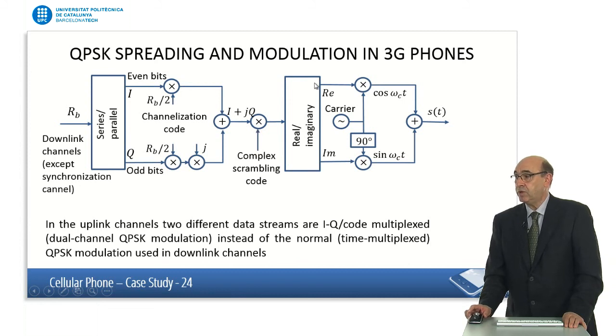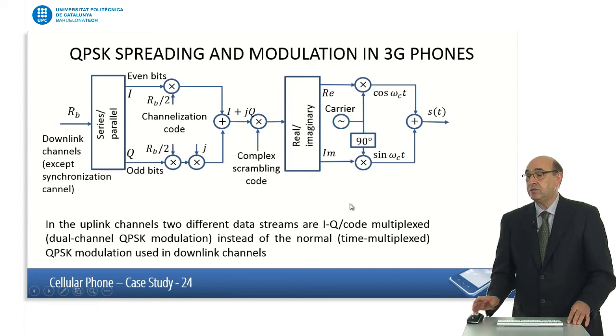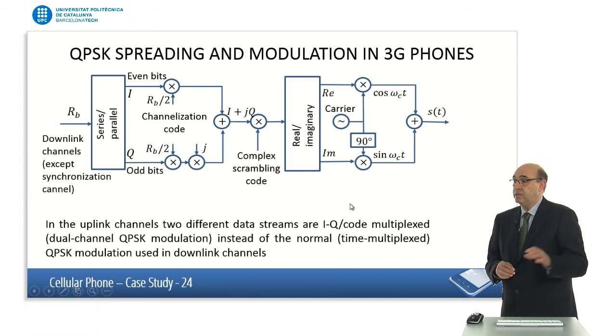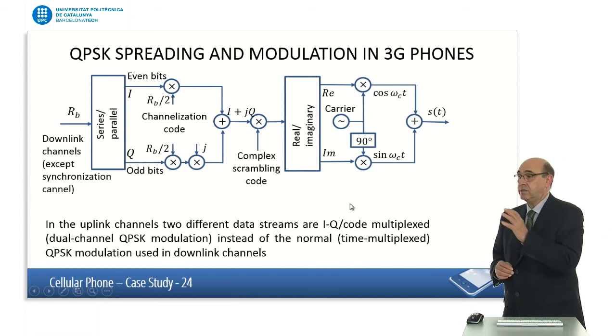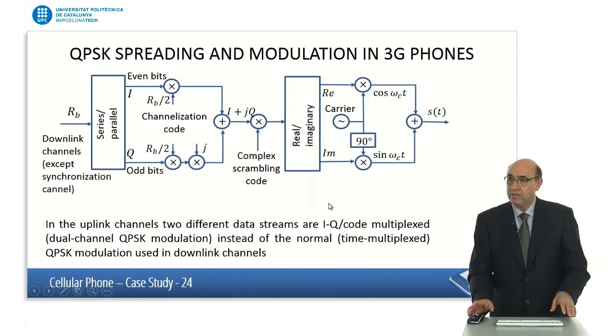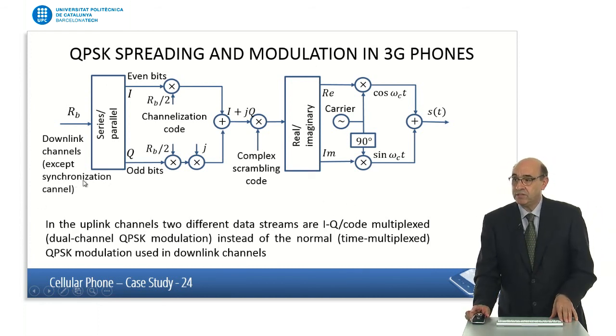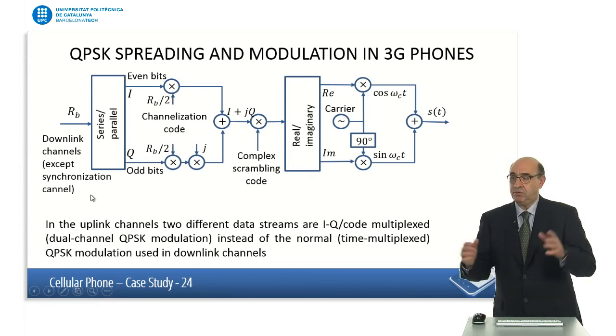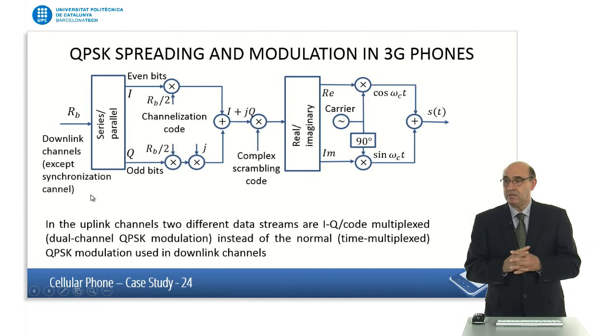You could in some way go from here to here. And now you have to separate the real and the imaginary part. And with this, you modulate a cosine and a sine subcarrier that are orthogonal. You mix them, and in this case, this is your signal. This is the signal that you send through the channel. And this is for most of the downlink channels, except for the synchronization one. In the uplink, it's a little bit different, but the principle and the idea is the same.